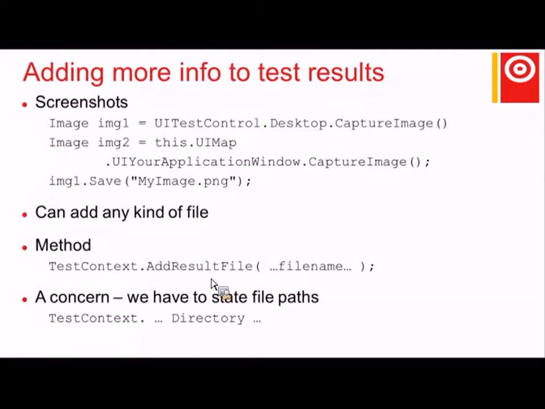Just be careful about the paths used for these file names. You've got to make sure you're getting the path correct. But remember, test context has a variety of directory fields within it which can be used to get at different directories within the execution of our test, different parts of the results structure, and where the test came from.